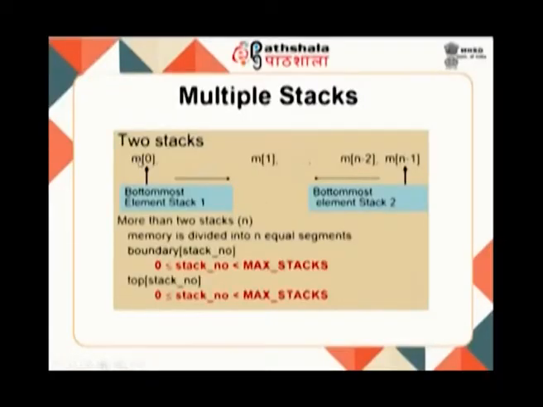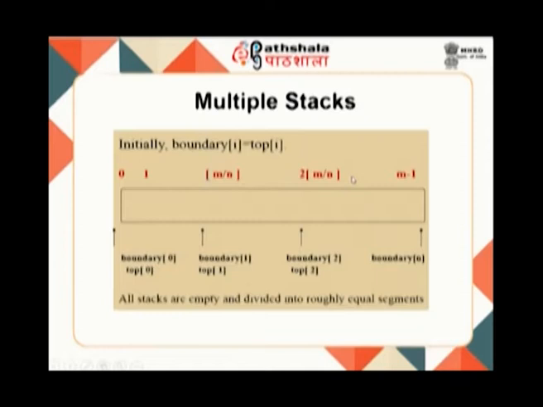Now, we will go to the next topic, again under array implementation of the stack ADT, that is multiple stacks. So, here you have the bottommost element of stack 1, and we are assuming 2 stacks obviously. This is the bottommost element of stack 2. More than 2 stacks you can have, and memory is divided into n segments. So, if you have n stacks, it will be divided into n segments, and the boundary stack number is from 0 to less than maximum stacks, and there is a top stack number. The idea is that you divide it, for example, if you take 2 m0 up to half of that, this goes in this direction, and this goes in the other direction. So, this is boundary 0 top 0, this is boundary 1 top 1, boundary 2 top 2, and boundary n, if you have n stacks. When boundary I is equal to top I, it means the stack is initially empty.